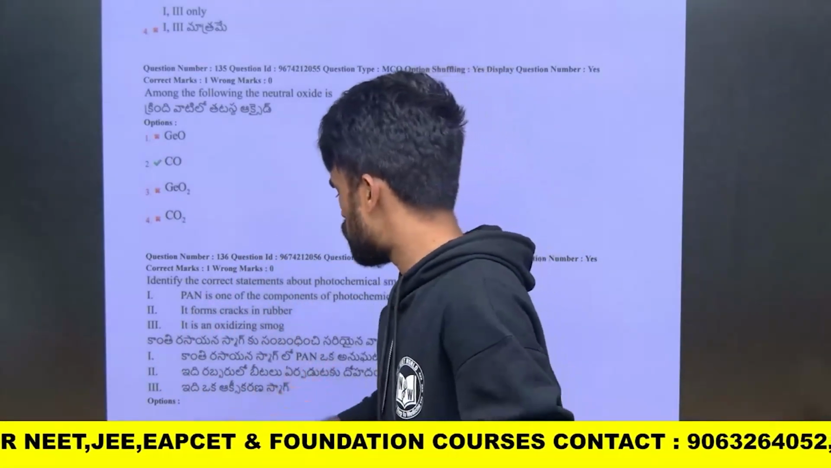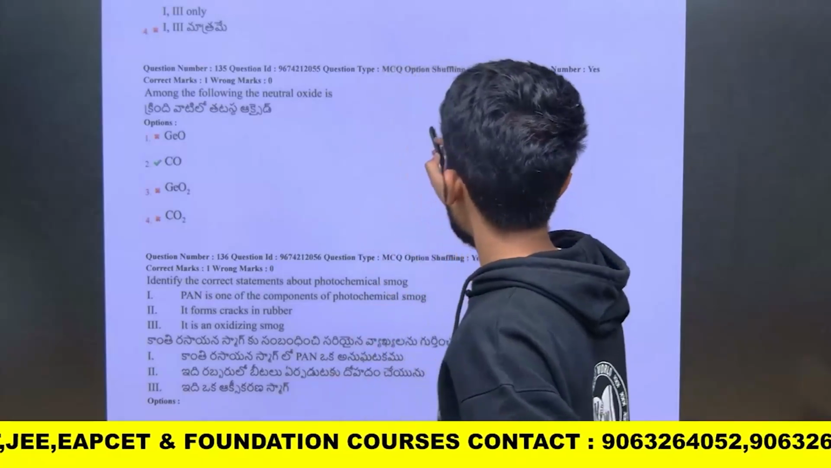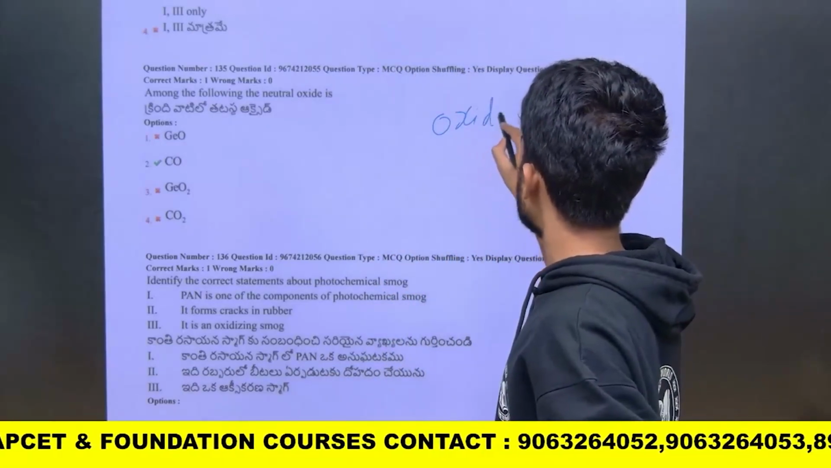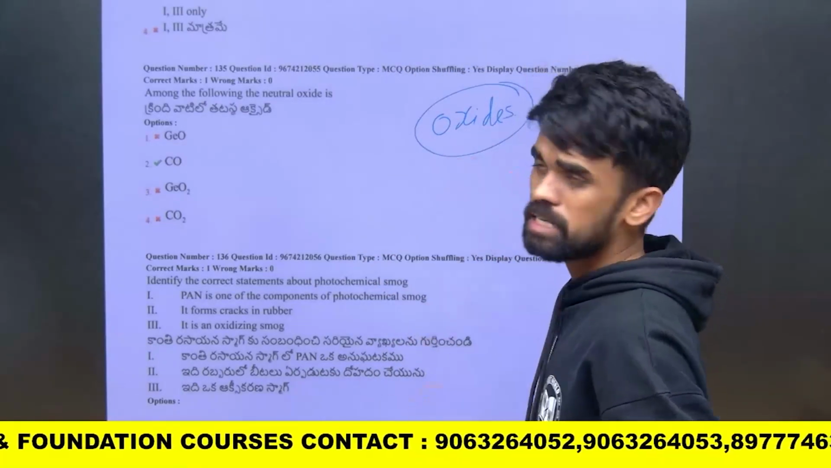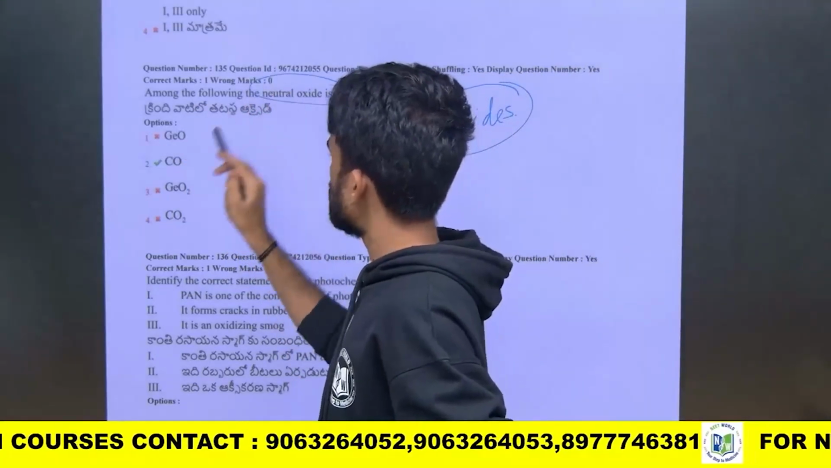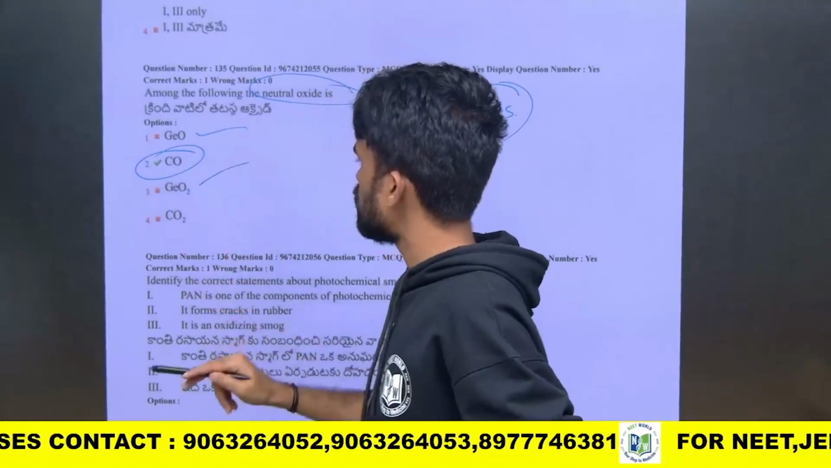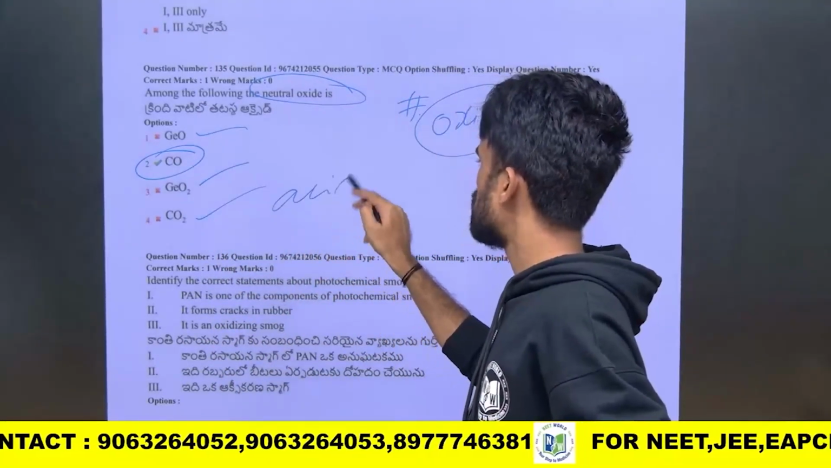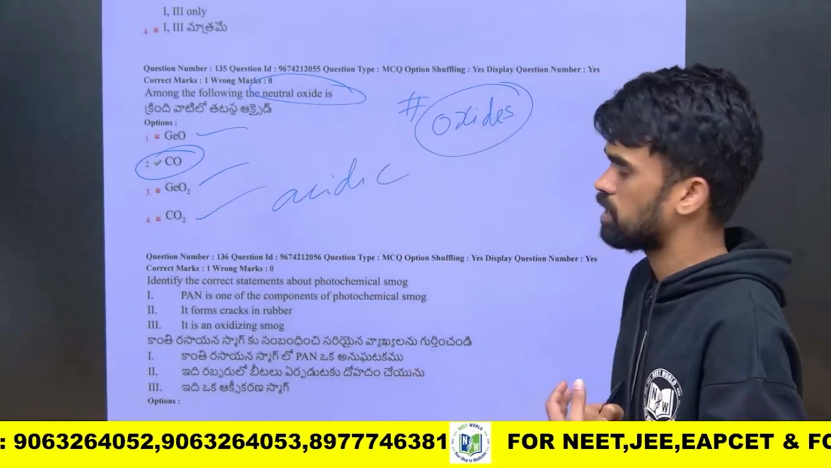From that you can expect one question. So the nature of oxides is an important thing to study. Here the neutral oxide is only CO, and these are acidic oxides. These are acidic oxides, and the remaining are acidic too.